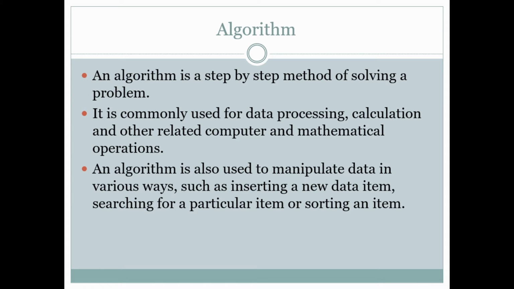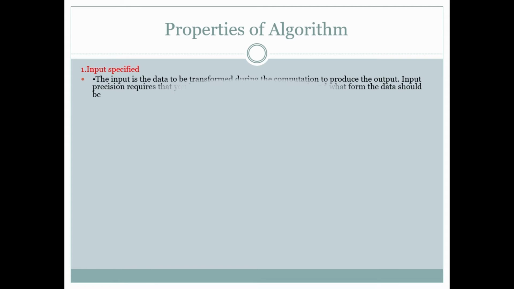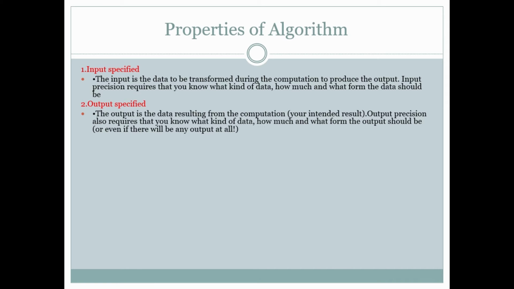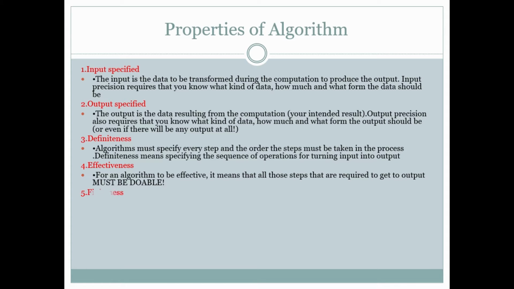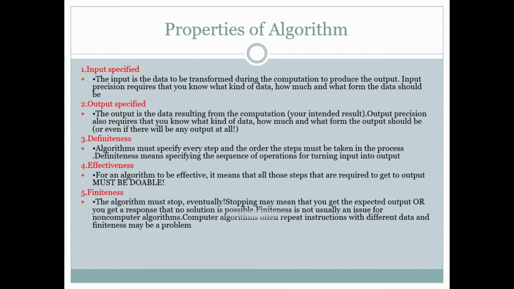An algorithm is also used to manipulate data in various ways, such as inserting a new data item, searching for a particular item, and sorting an item. There are different properties of an algorithm. Before writing an algorithm, we should specify the input and the output, the result we are getting. The steps should be definite.